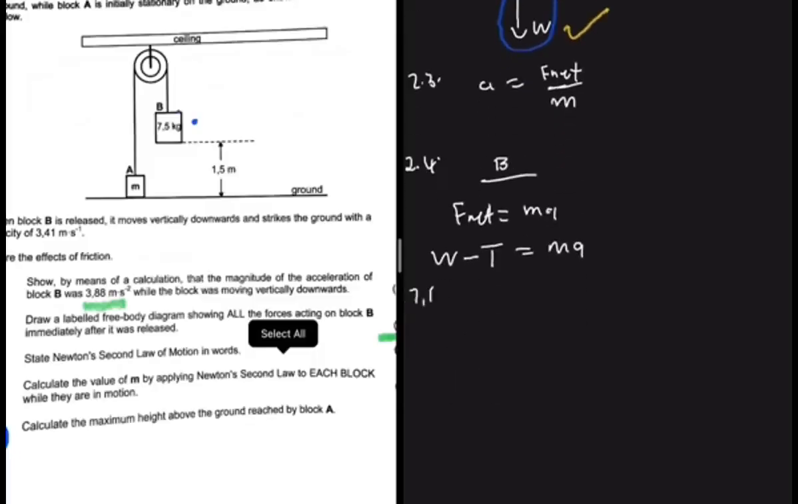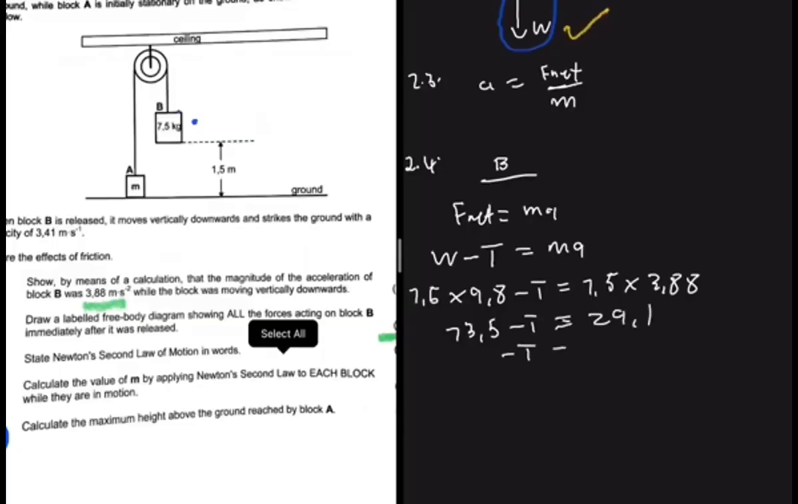The weight is 7.5 multiplied by 9.8, minus tension, is equal to the mass, which is 7.5, multiplied by our acceleration, which is 3.88. So what is 7.5 multiplied by 9.8? That is 73.5. And then minus tension is equal to 7.5 multiplied by 3.88, which is equal to 29.1.